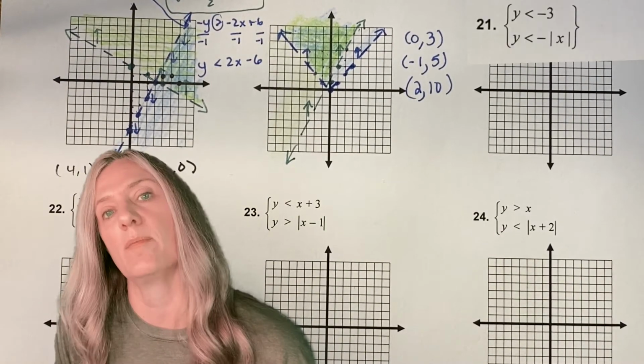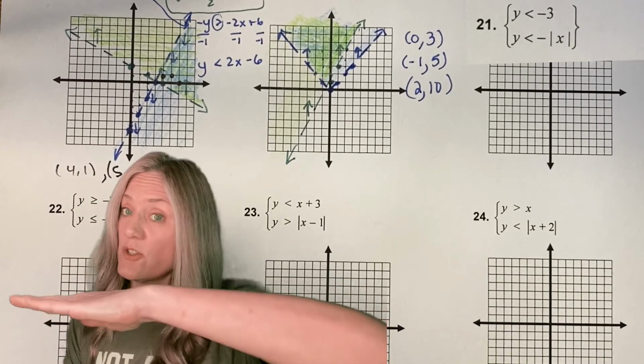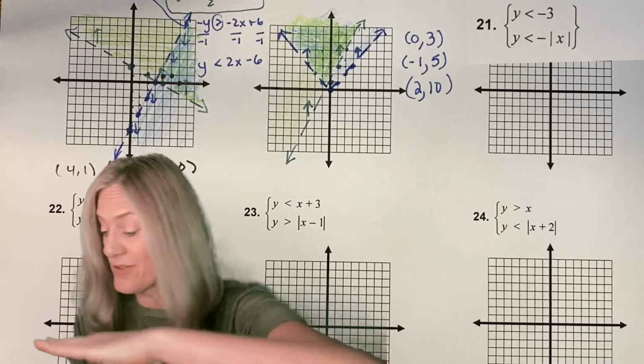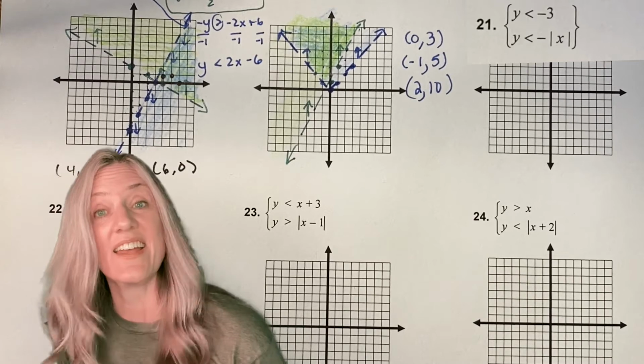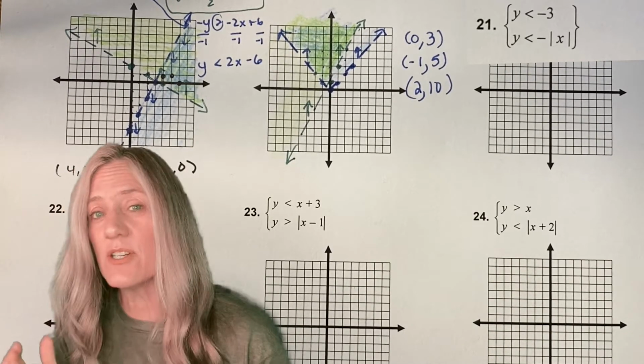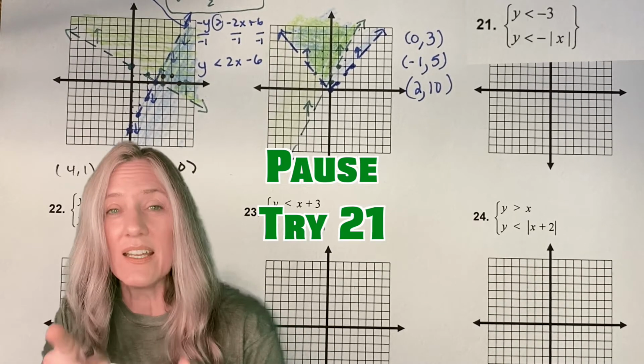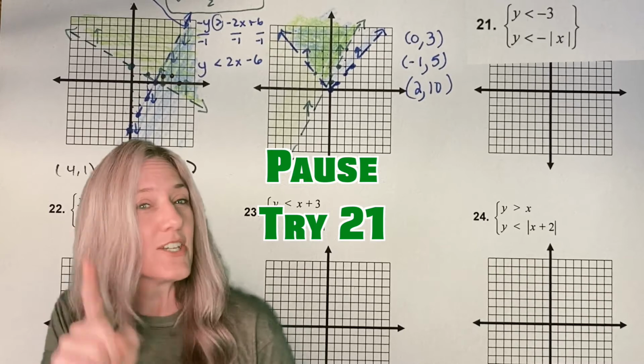Look at the next problem. This has y less than -3. So remember, that's just your horizontal line, less than -3, and y less than negative absolute value of x. So what does the negative do? That reflects about the horizontal axis. I think you have it. So pause it, do it, check with me in a moment.